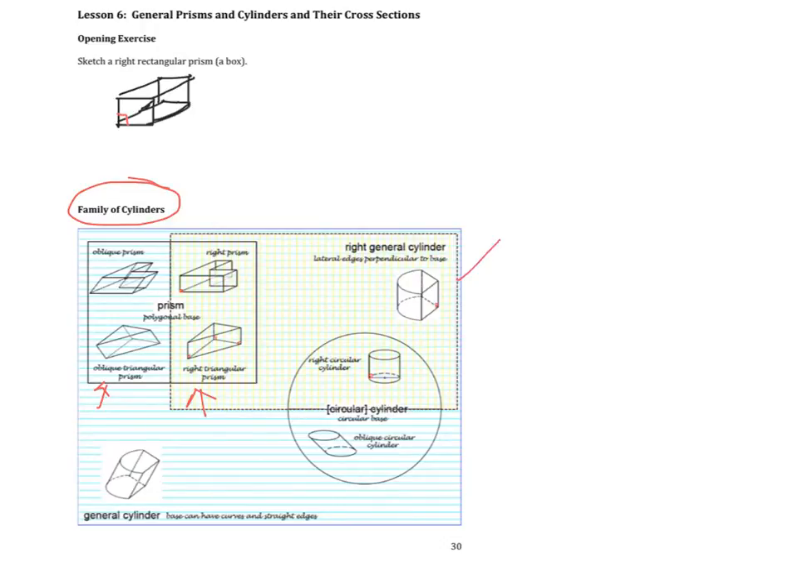We have a right general cylinder. Lateral edges are perpendicular to the base. We have a right circular cylinder. We have an oblique one. And we also have a general cylinder. So that's not going to have right angles. Be familiar with the properties that they have so that you can recognize them and be able to apply them.